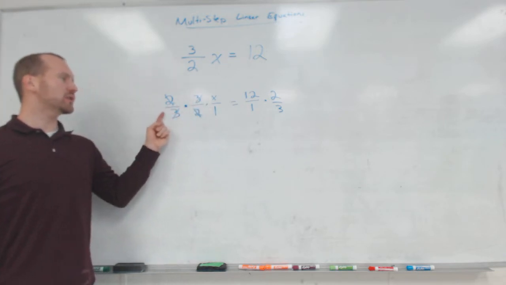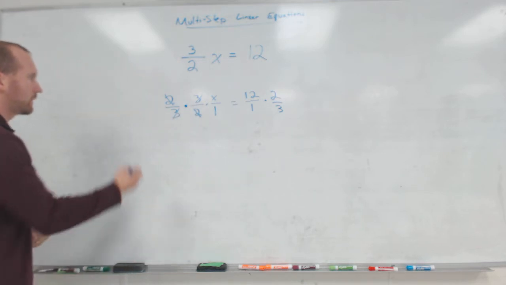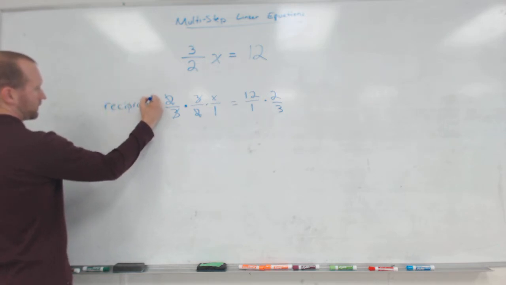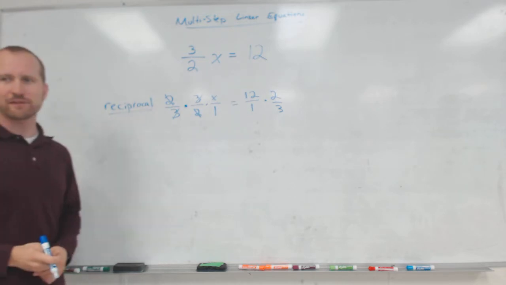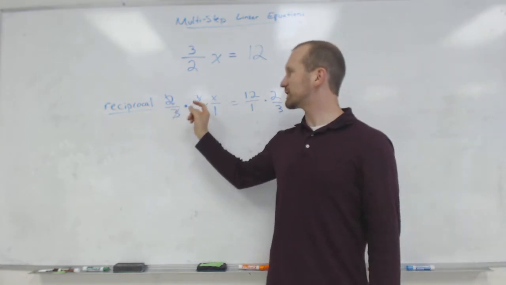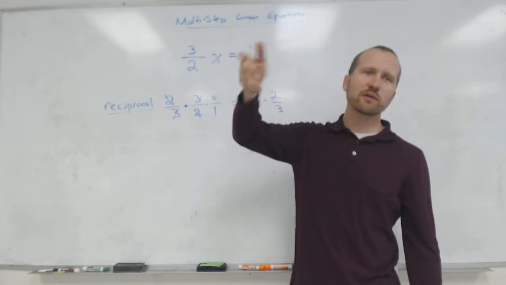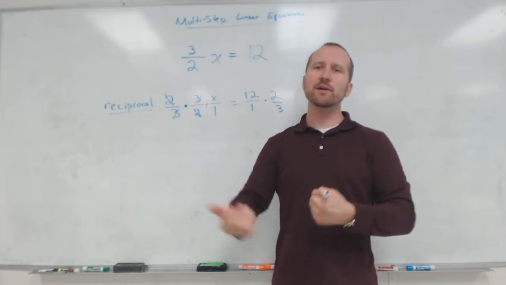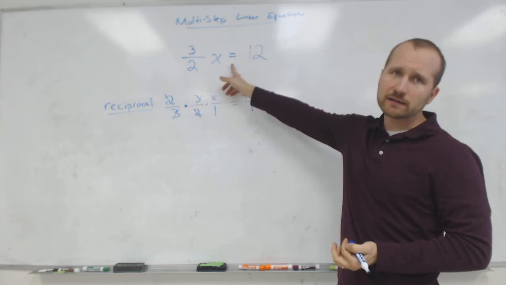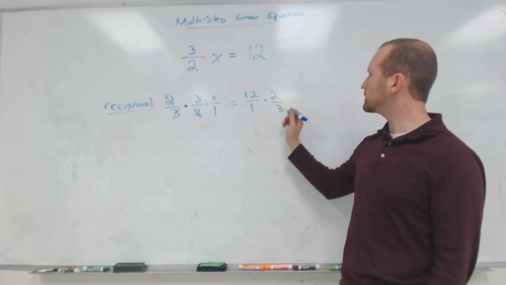What is this called? 2/3 is the what of 3 halves? Do you guys know the term for that? Starts with an R. I actually don't know if I spelled that right, but the reciprocal. Right? 2/3 is the reciprocal of 3 halves. It's the reverse. It's the flipped over version. It's the upside down fraction. So if you ever have a fraction in front of x, to get rid of it, you just multiply times the reciprocal.